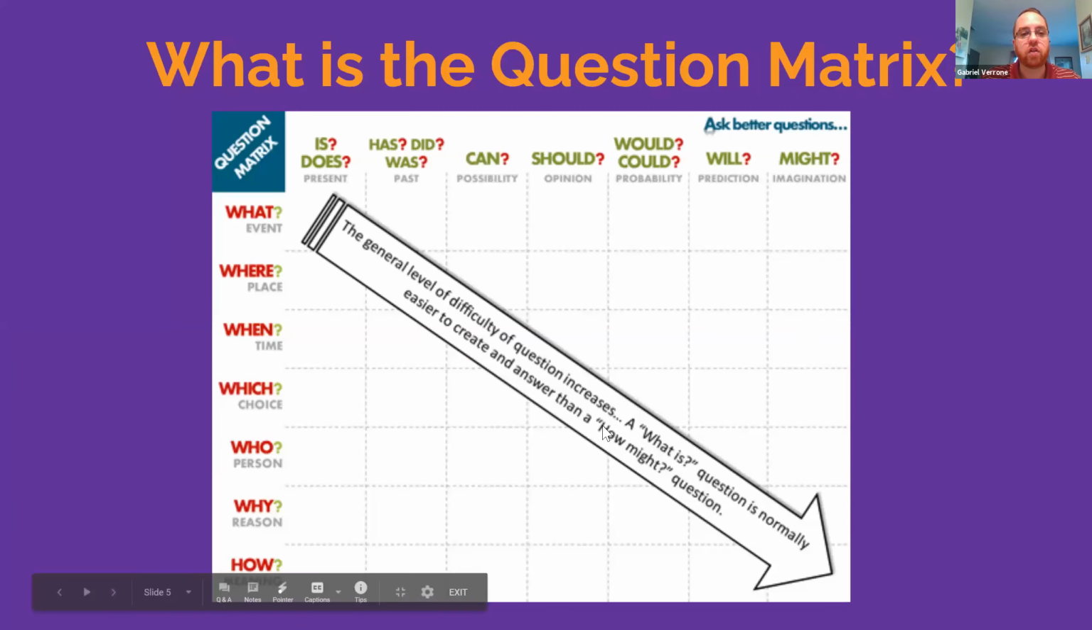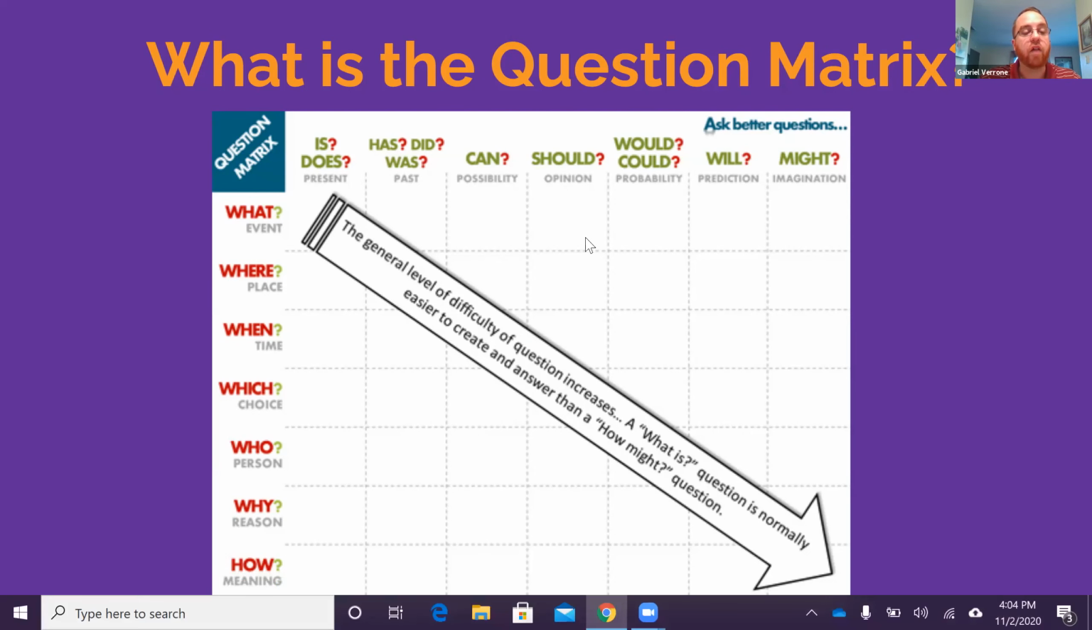All right, so let's look at what is the question matrix. The question matrix is a questioning tool that allows us to generate questions at increasing levels of difficulty, okay? So here on the x-axis, you have some question words: is, does, has, did. I'm not gonna read them all to you because you're able to read, right? But what I want you to notice is that they give you some clues as to when you might use these, whether you're talking about something in the present, in the past, if you want possibility or an opinion, all the way to supposition and imagination, okay?